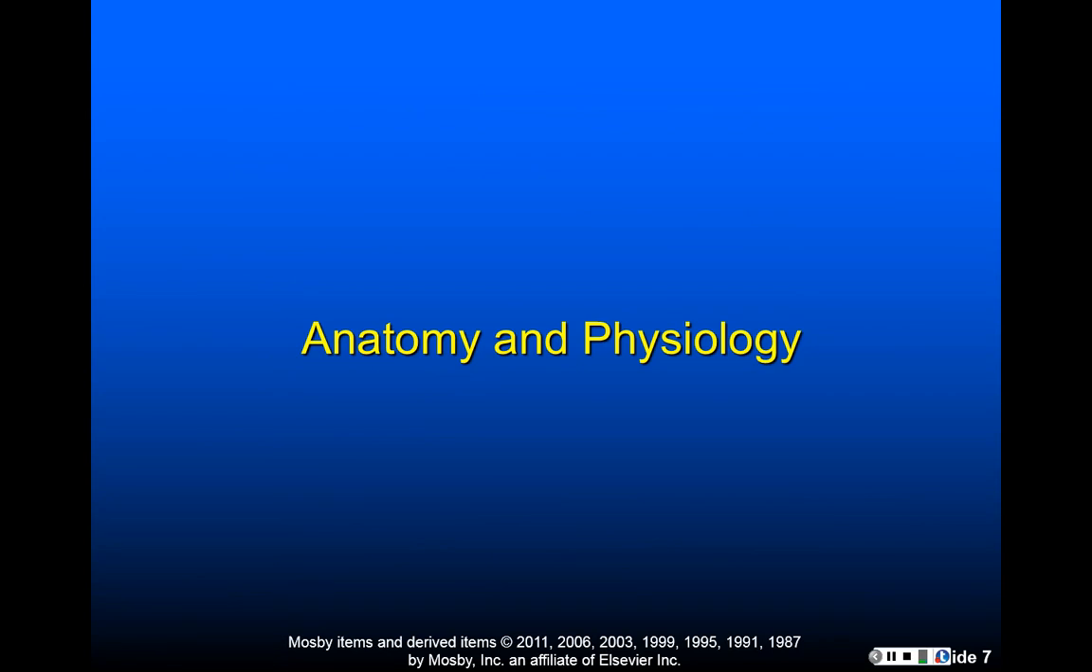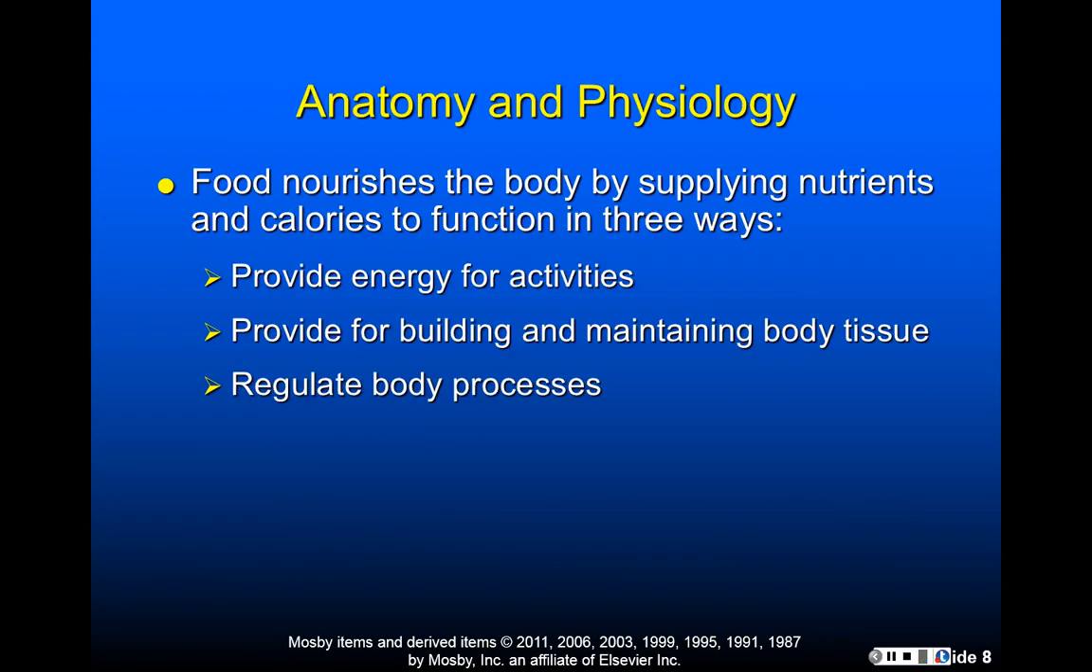The anatomy and physiology of nutrition. Food nourishes the body by supplying nutrients and calories to function in three ways. It provides energy for activities, it provides for building and maintaining body tissue, and it regulates body processes.